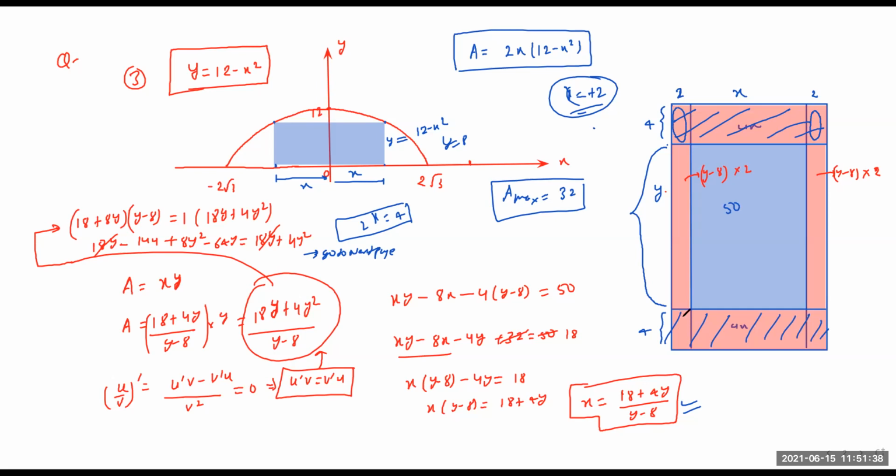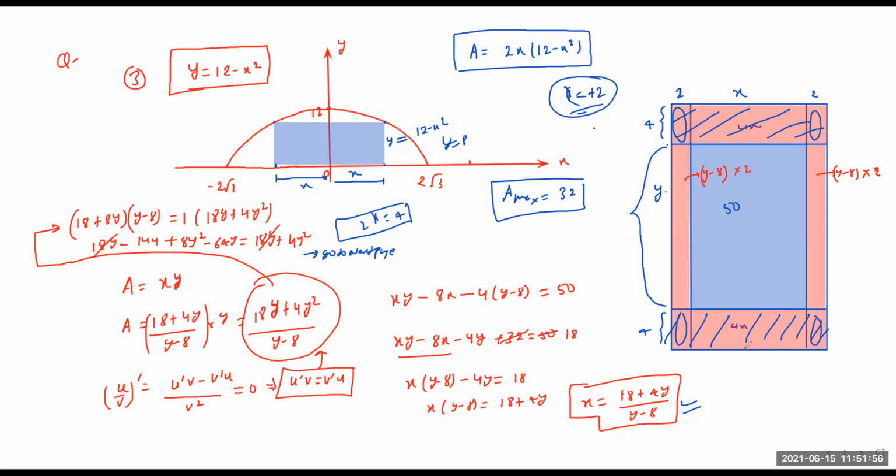Sir, no, I consider length as x and breadth as y. No, sir, that is meant. Sir, yeah, sir, you are right, sir. We are taking that double. Y minus 8 and x minus 4. Yeah, 4 includes that double. Correct. That's why the problem is coming.